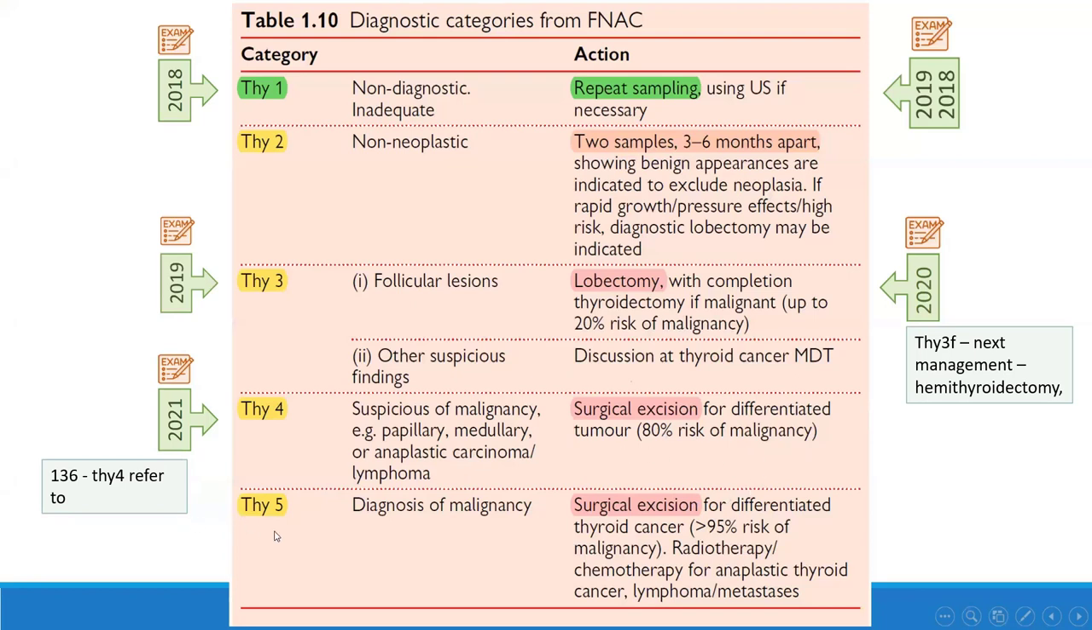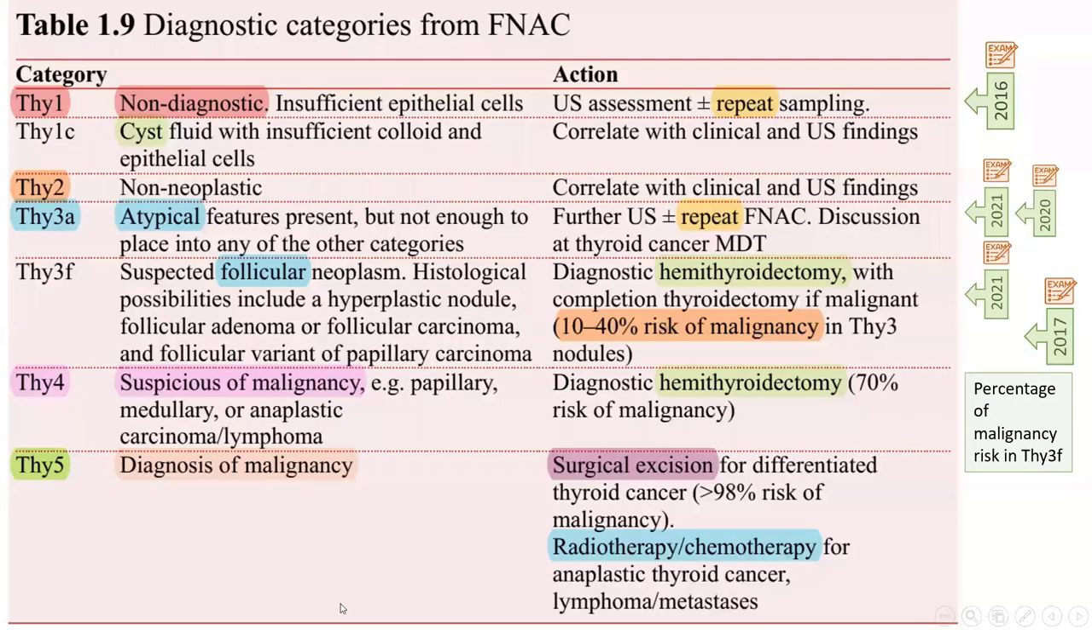Of course, with Psi 5, if we treat it, we do total thyroidectomy. Because in Psi 5 the risk of malignancy is more than 95%, we do total thyroidectomy, because this is the treatment of choice for differentiated thyroid cancer. Total thyroidectomy, then radioactive iodine ablation, then suppressive therapy. And this is another table from the fourth edition of the Oxford Handbook. Psi 1 means non-diagnostic or insufficient epithelial cells. We should do repeat sampling.